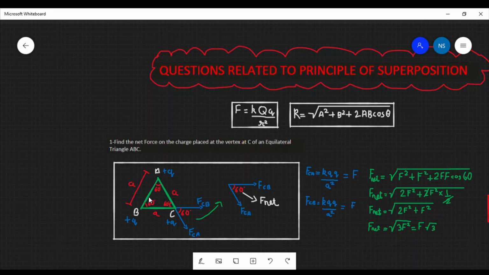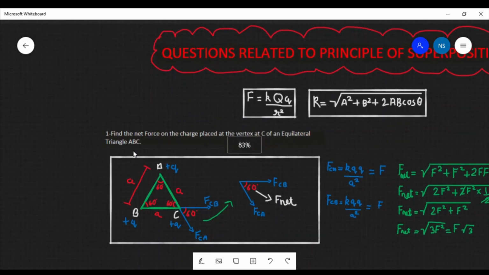So in the first question, what they are telling is we need to find the net force on the charge which is placed at the vertex C of an equilateral triangle ABC. So they have taken an equilateral triangle ABC where at the vertices three charges are kept, and the magnitude of these charges are same, that is plus q, plus q, plus q. Also they are telling us that this triangle is an equilateral triangle, that is the sides are all same and the angle between them is also same.